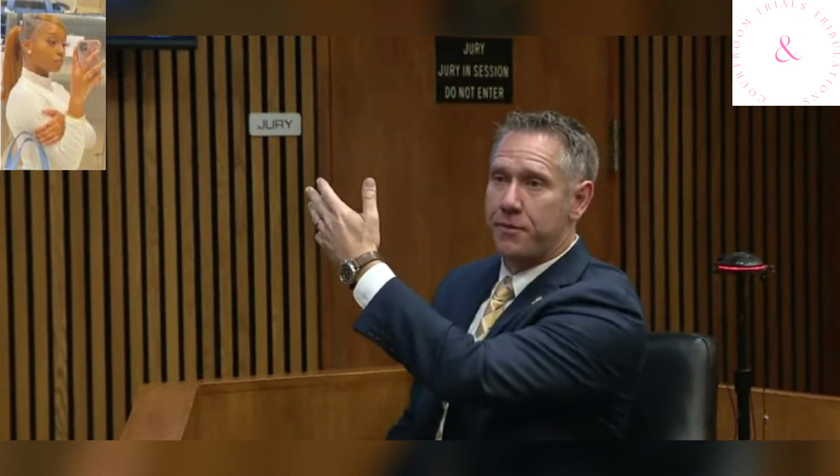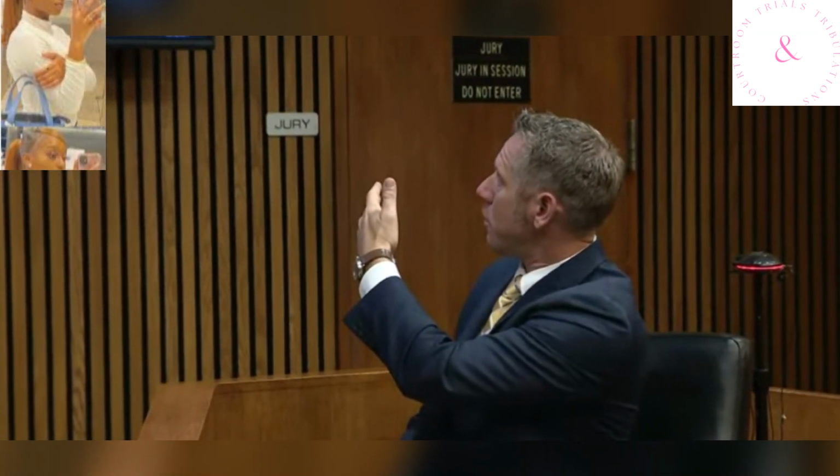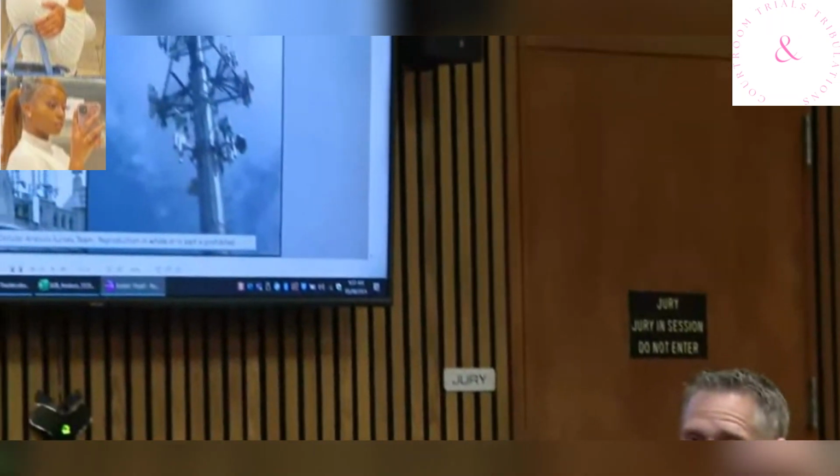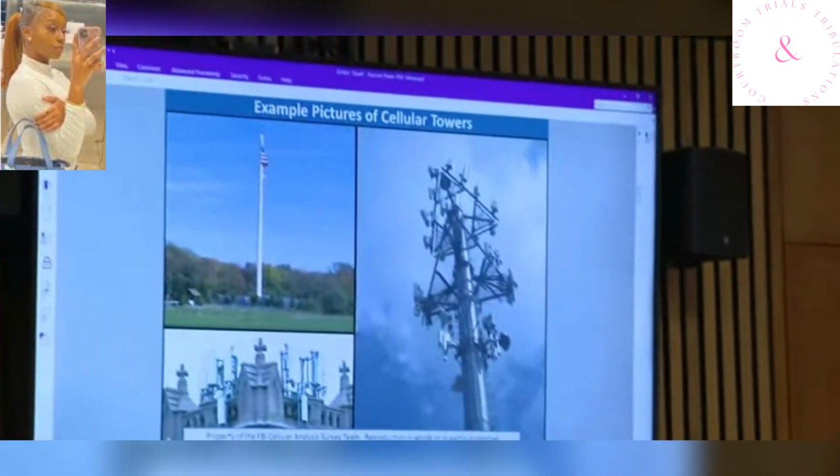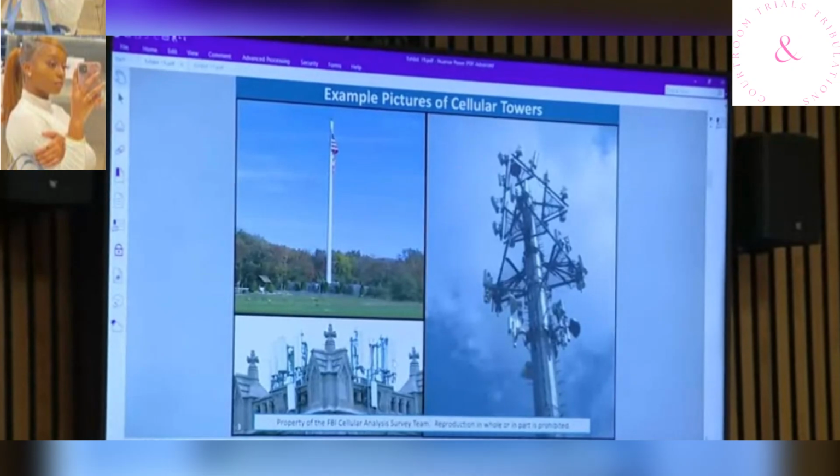Can you just explain, just in general, how cellular towers work? Yes, so these are not towers used in this case. These are just examples of how they may look. They may be hidden in the flagpole, as you can see in the upper left, where you can't visibly see any antennas. On the right is a common one you may see, and they're in that triangle format. And then they could also just be on the tops of buildings.